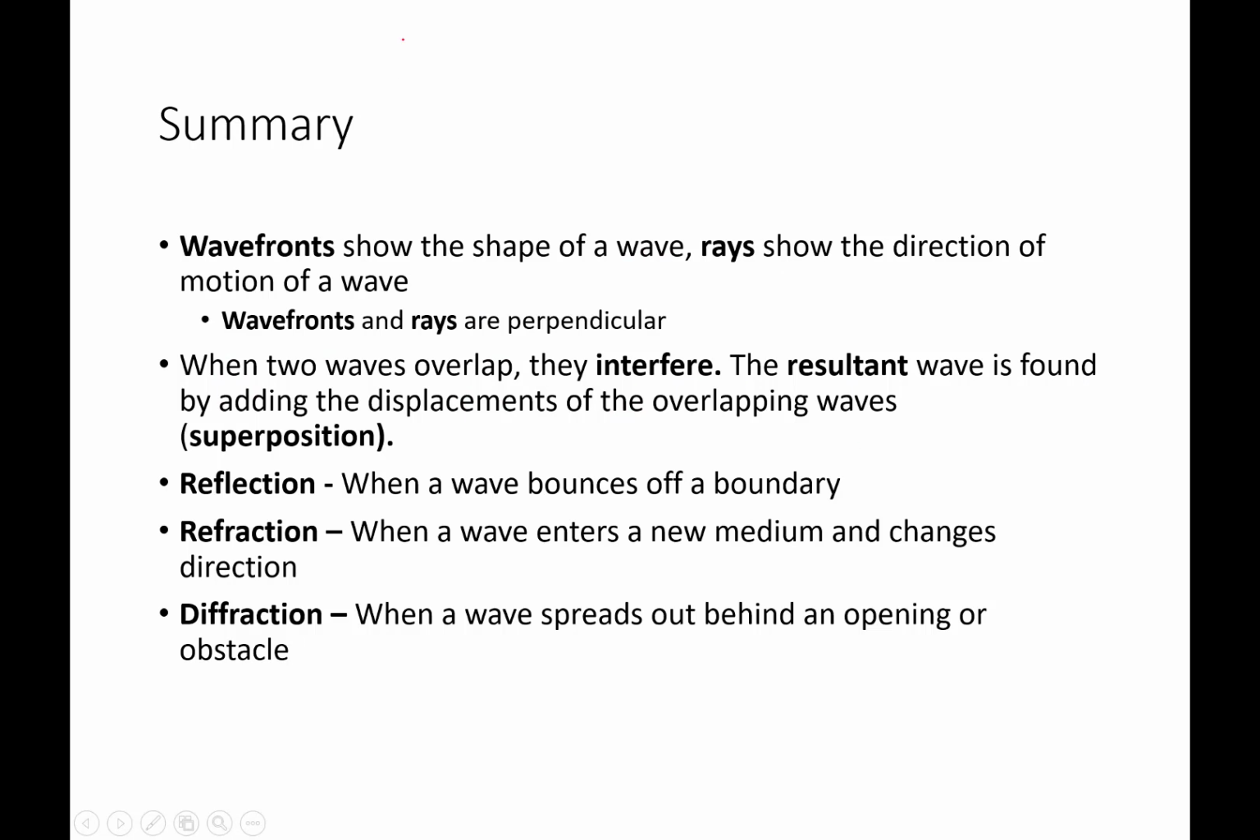So in summary, wavefronts show the shape of a wave, rays show the direction of motion of a wave. Wavefronts and rays are always perpendicular. When two waves overlap, they interfere, and the resultant wave is found by adding the displacements of the overlapping waves. That's called superposition. Reflection is when a wave bounces off a boundary. Refraction is when a wave enters a new medium and changes direction because of that change in speed. And diffraction is when a wave spreads out behind an opening or obstacle.